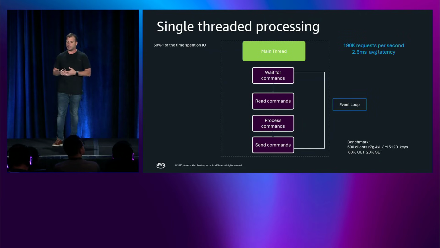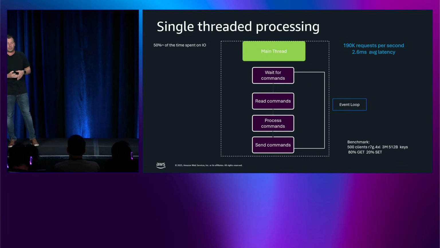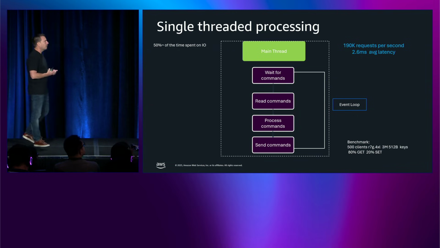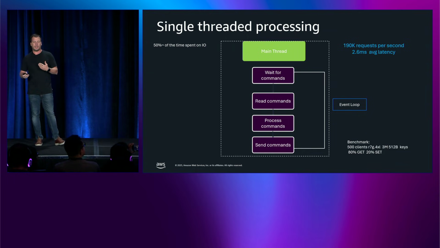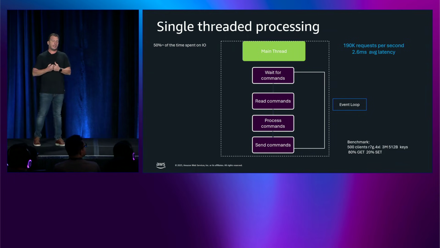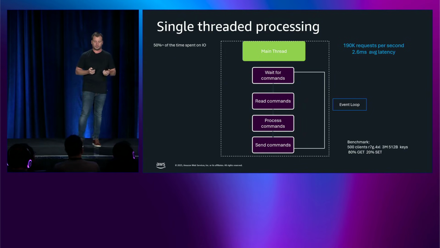Valkey was designed as a single-threaded process. And the main reason for that was simplicity, because there is no race condition, no synchronization is needed, and you can still scale out and use the shared nothing architecture and improve the cache coherency. With this technology, we can achieve around 190K requests per second, and 50% of the time we're going to be busy on I/O, on read and write.